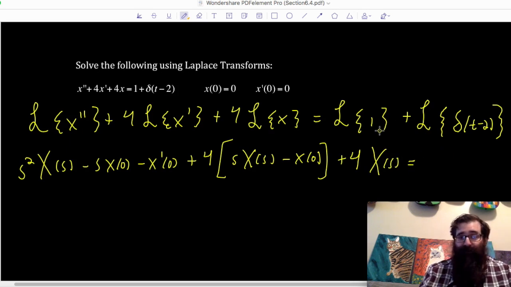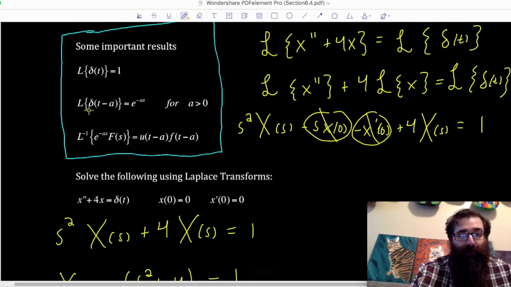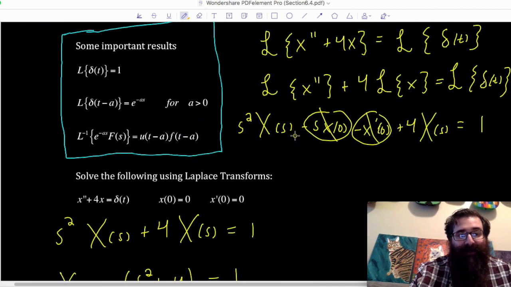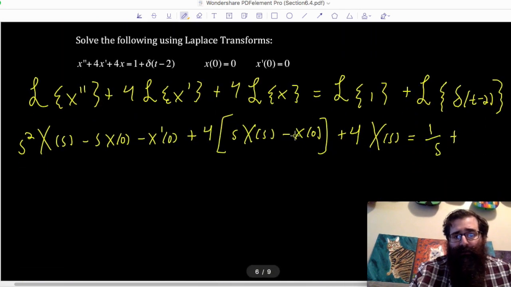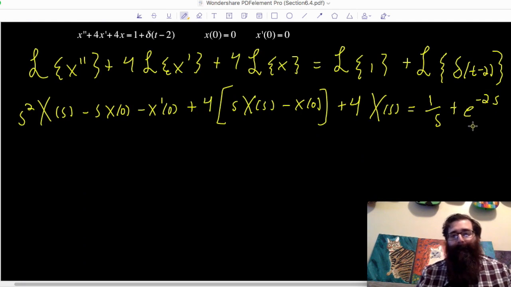Running out of room, but let's see if we can get it. The Laplace Transform of 1, we saw that earlier, is 1 over s, plus the Laplace Transform of the delta function of t minus 2. So what do we say about that? Well, the Laplace Transform of the delta function of t minus a is e to the minus as. So the Laplace Transform of the delta function of t minus 2 is going to give me e to the minus 2s. And there we go.